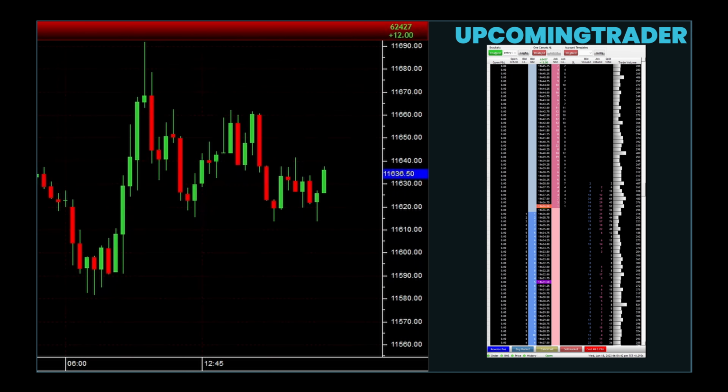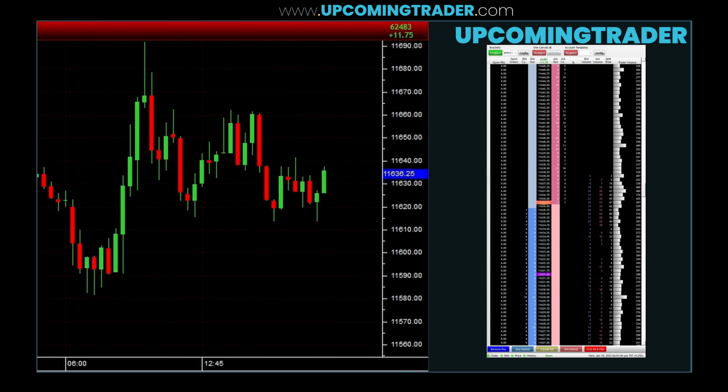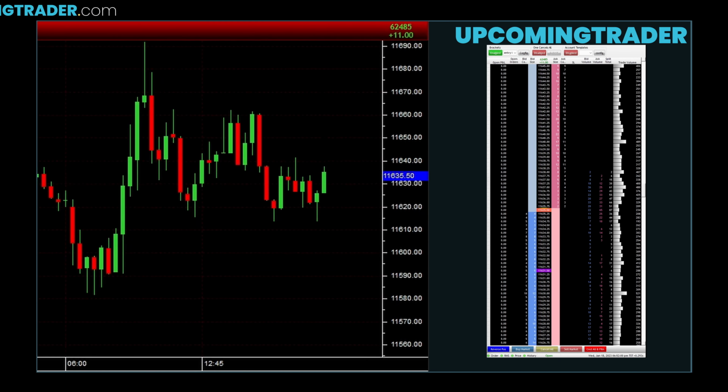And then we have single prints. Single prints appear when the price moves quickly through a level without much trading happening there. These levels can act like support or resistance if the price comes back to them. They represent areas where the market has not really filled in yet, and they often become important again when the price revisits them.